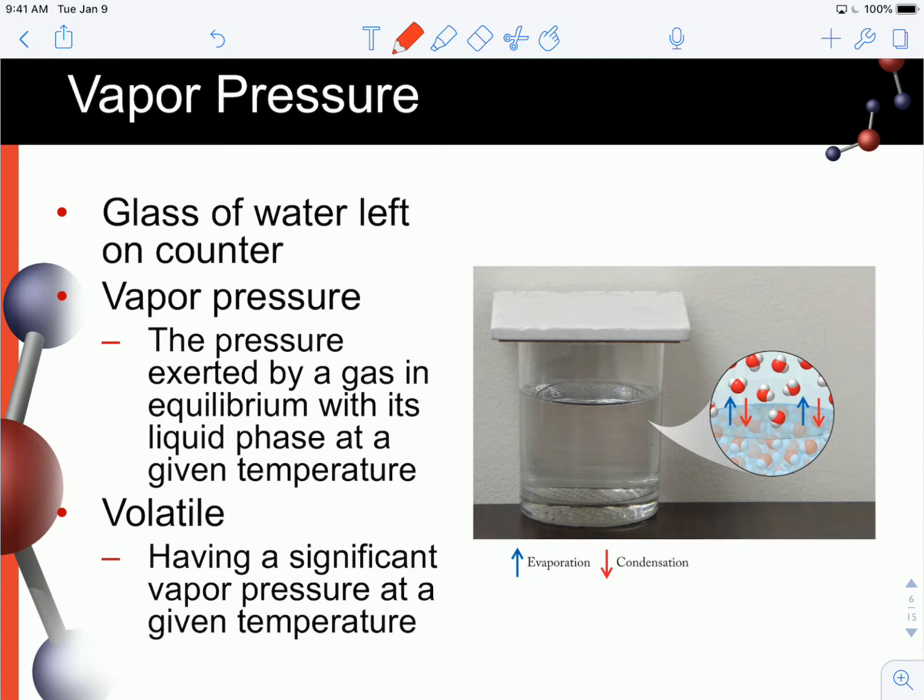One of the major concepts in your textbook is vapor pressure. Let's imagine I have a glass of water. If you put a glass of water on the counter in your kitchen, you come back in a few days, it might be gone, right? The water will have evaporated, and you might be left with some salts sitting at the bottom of your glass, because the salts do not volatilize because they have a much lower vapor pressure.